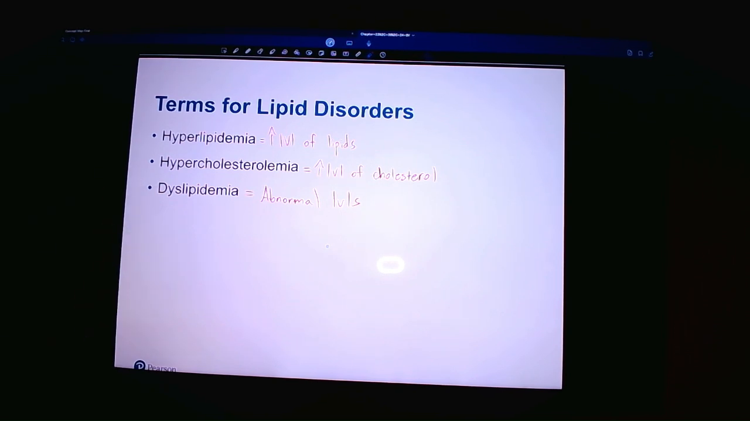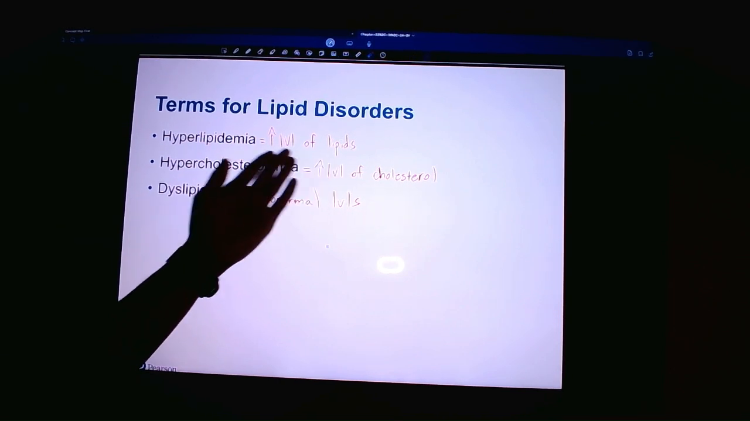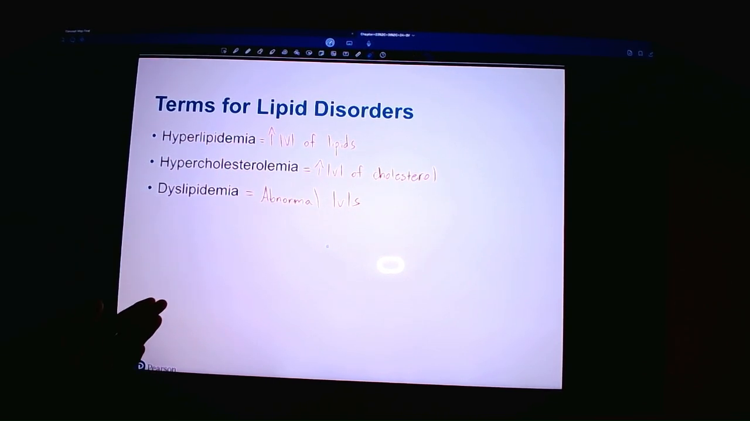So these are just different terms. We have hyperlipidemia, which is just high levels of lipids. It's not very specific, it's just saying there's a high level of lipid.